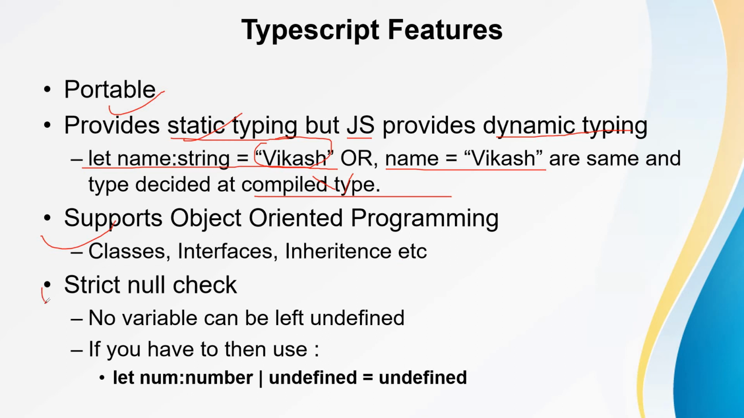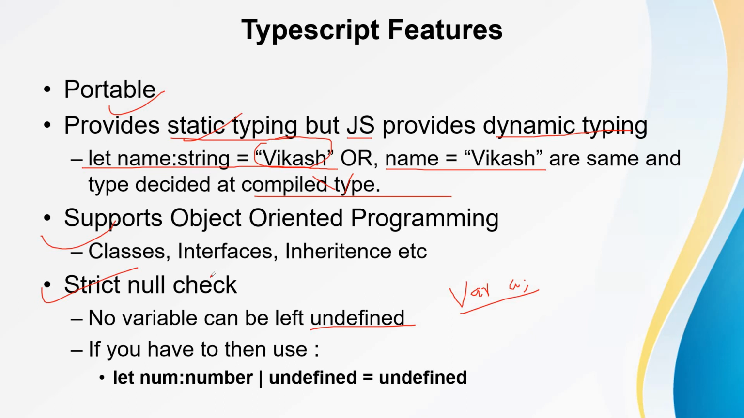And the most important feature, which is usually asked in your viva examination or in your interviews, is this thing: strict null check. So basically, what does strict null check mean? Strict null check means you cannot leave any variable undefined. In case of JavaScript, you can write something like var a and you can leave it, right? So this is undefined. But in TypeScript, in any .ts file, you cannot leave any variable just like this. It will be considered undefined and it will throw an error.